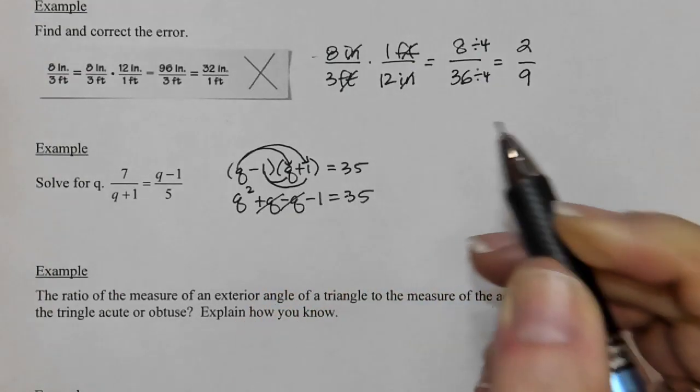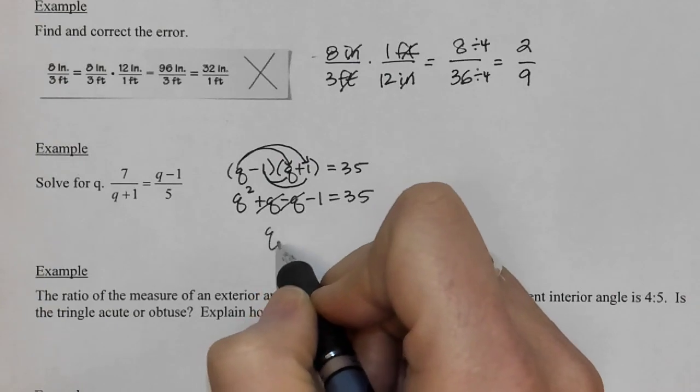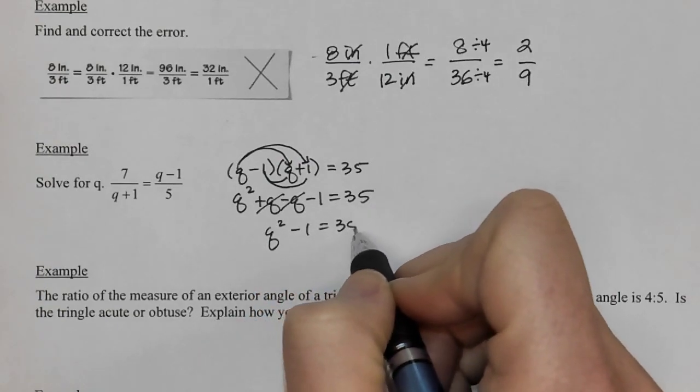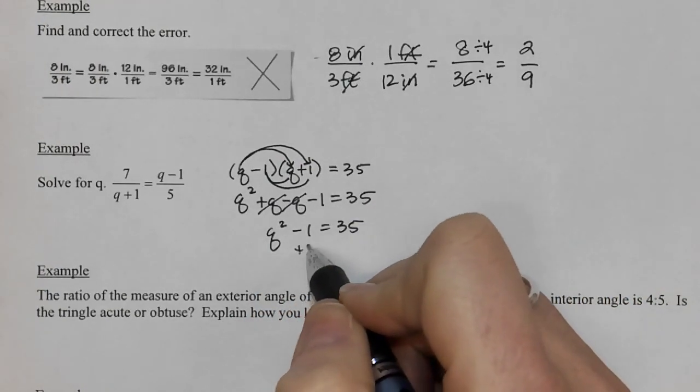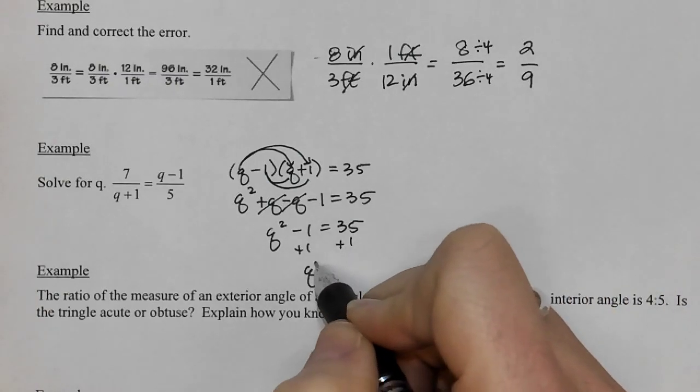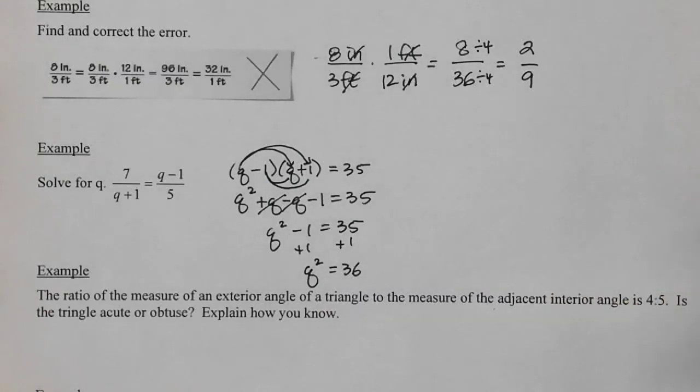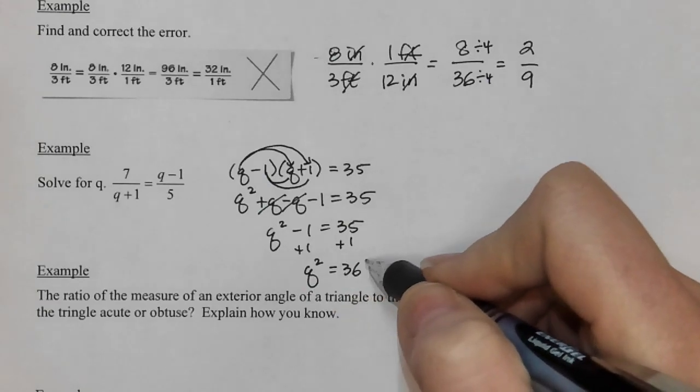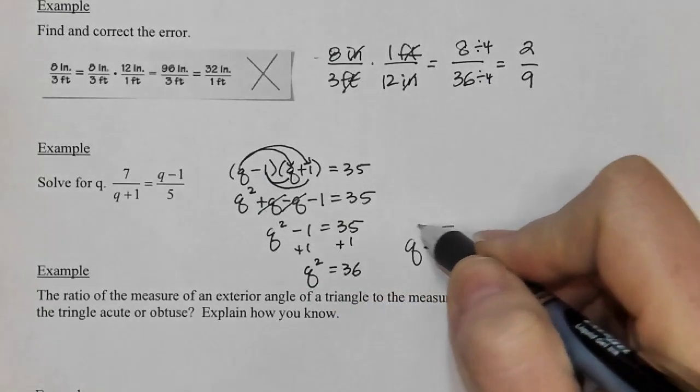So the positive and negative Q will cancel. I've got Q squared minus 1. I'm going to add 1 to both sides, and then I've got Q squared equals 36, which if I root both sides, I end up with Q equals 6.